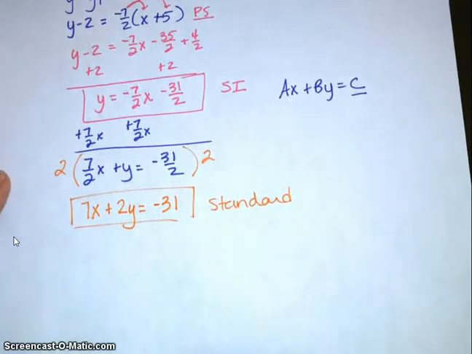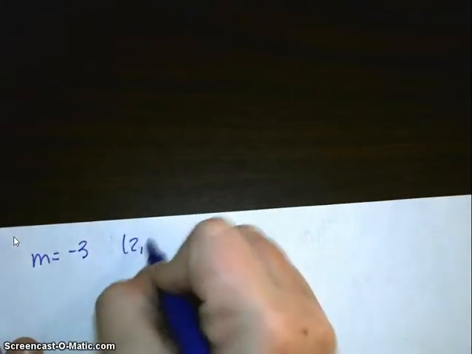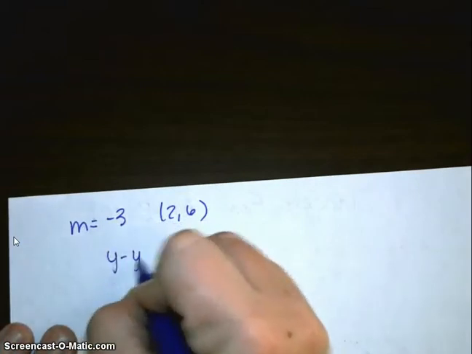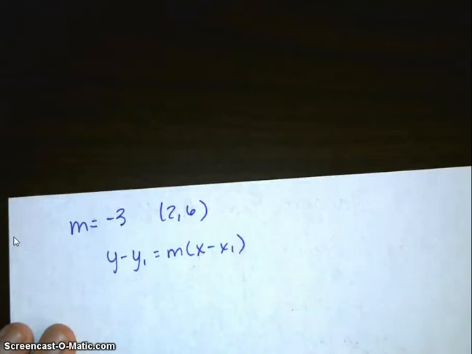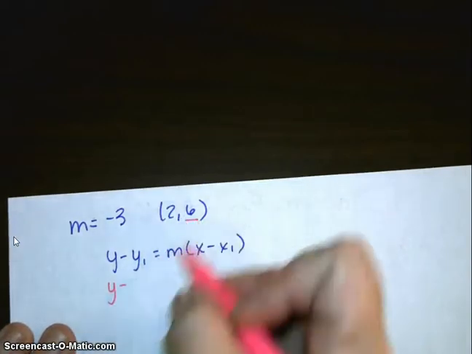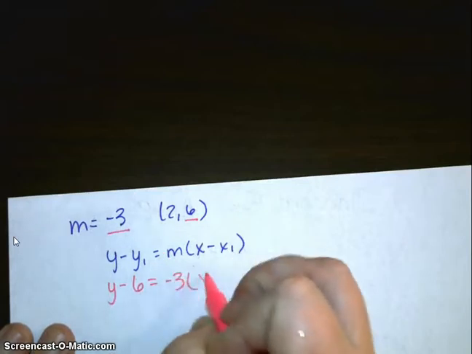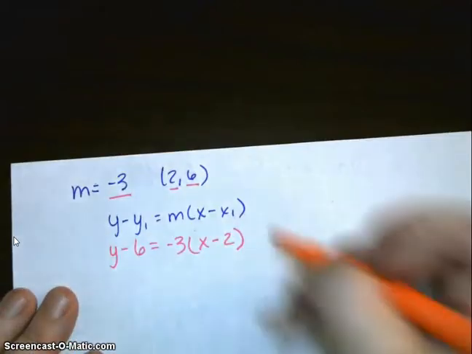Let's take a look at another example. Let's look at a slope of negative 3 with a point of 2, 6. Again, first I start with point slope form. So I input my values: y minus the 6 equals m, which is negative 3, times x minus my x value of 2. This is point slope form.